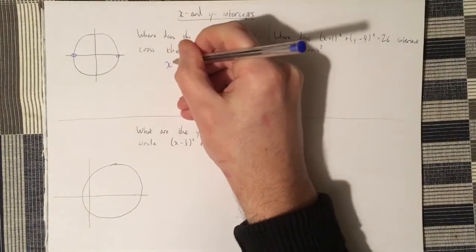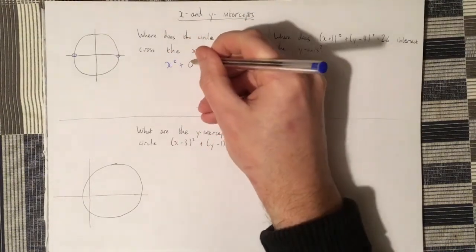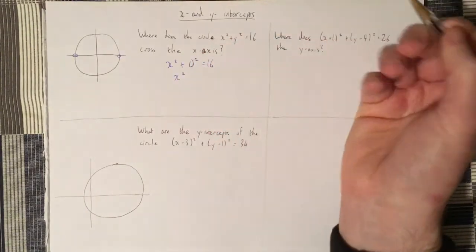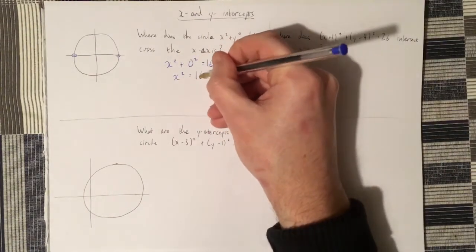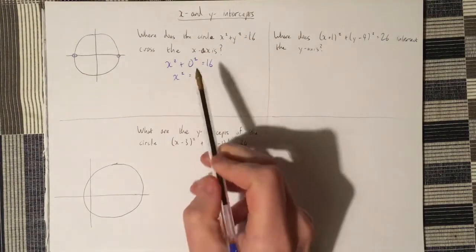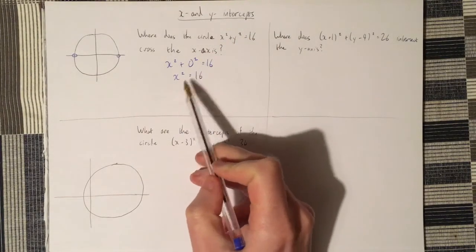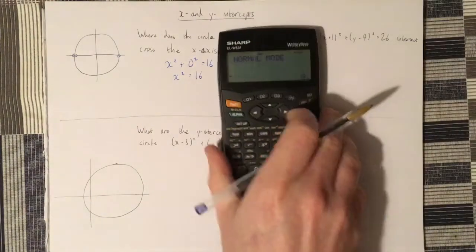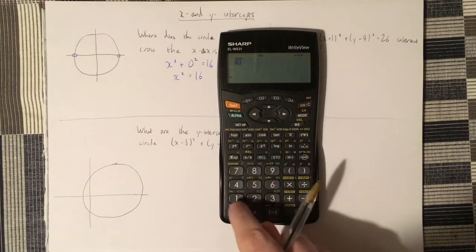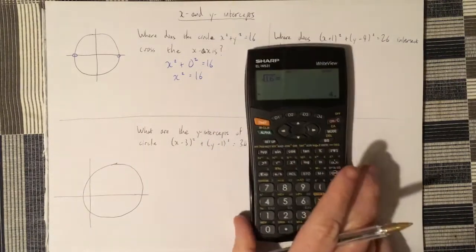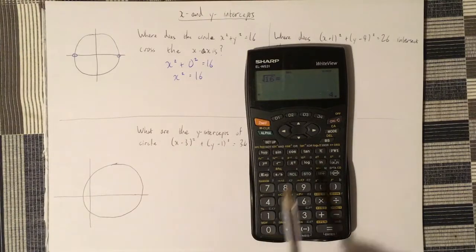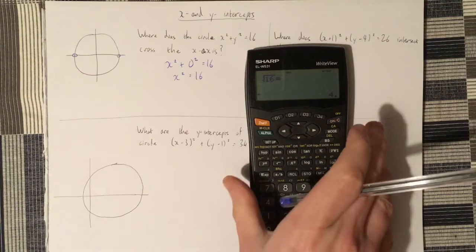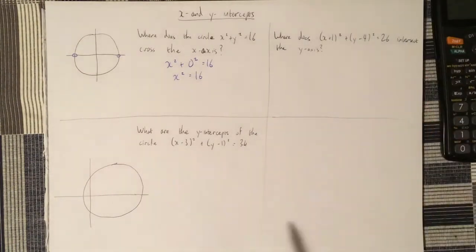So x squared plus, sub in 0 for y. You get x squared, 0 squared is 0, so you've just got x squared equals 16. Something multiplied by itself is equal to 16. The issue with doing this in the calculator is it's only going to give us one answer, but we need two answers. We're looking for the 2 points where it crosses the x-axis.